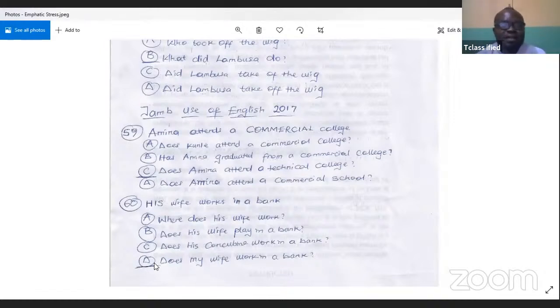Whereas in option D, we have: does my wife. Now you're talking about mine. See? So the word "his" here has been changed to "my." That makes option D the right answer.